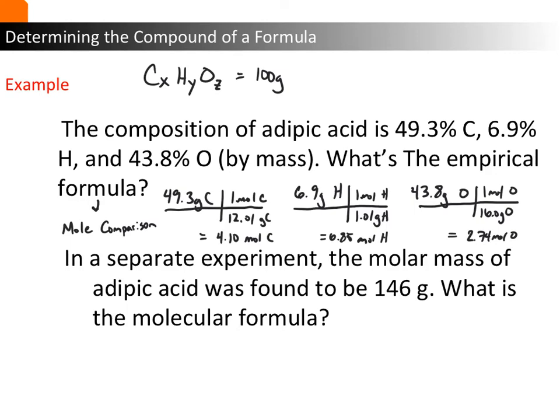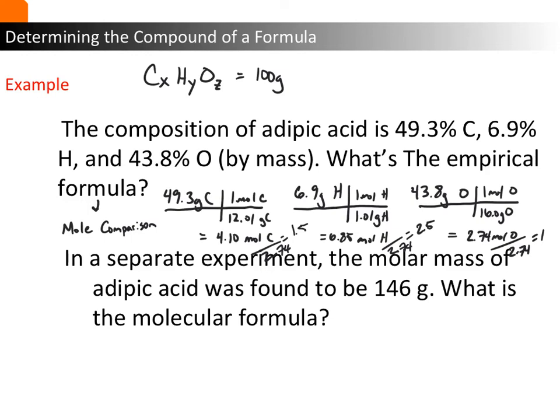Now I'm on to the last step. Take these numbers now and divide them all by the same number, and the number you want to divide them by is the smallest number of moles that you see. And as I can see, the smallest number of moles is 2.74 moles of oxygen. So if I divide this one by 2.74, it equals 1. If I divide this one by 2.74, my ratio turns into 2.5. And if I divide this one by 2.74, then my ratio turns into 1.5.